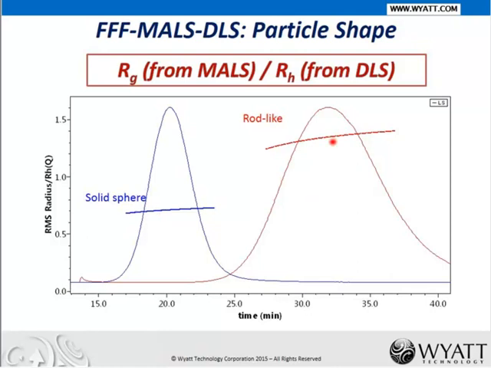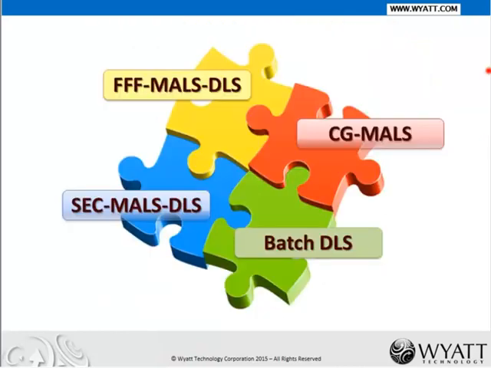The second one in red has a broader peak and also has an RG-RH range from 1.2 to 1.5. It's more like a rod. So by measuring both RG from MALS and RH from dynamic light scattering, then we can get a shape of the particle. Now that I have discussed all those 4 light scattering tools, I'm going to present some case studies.